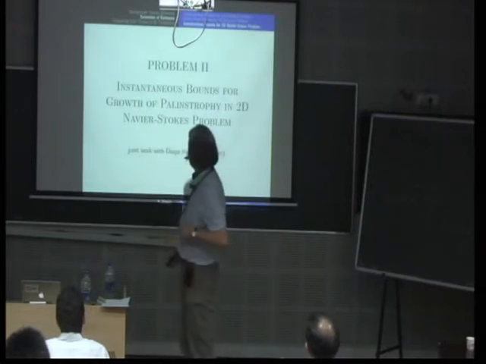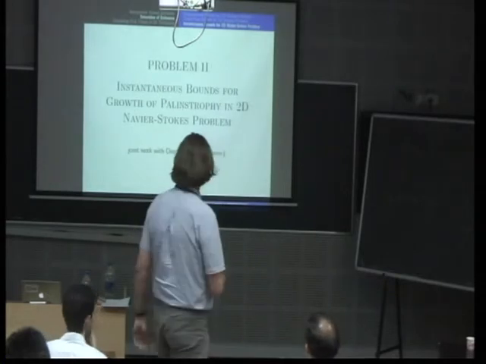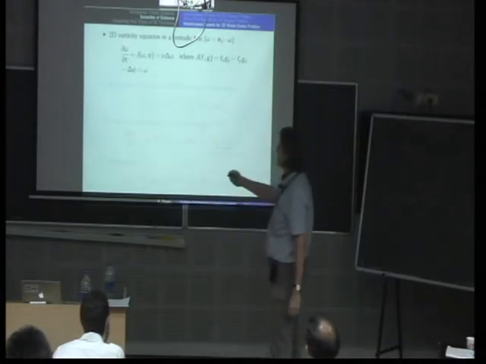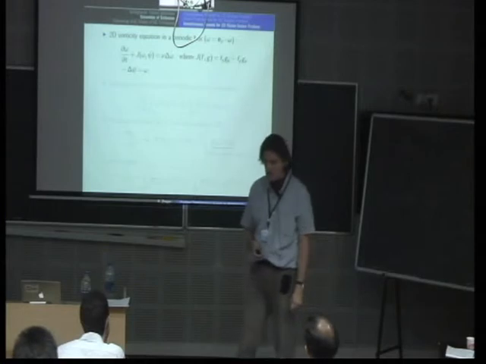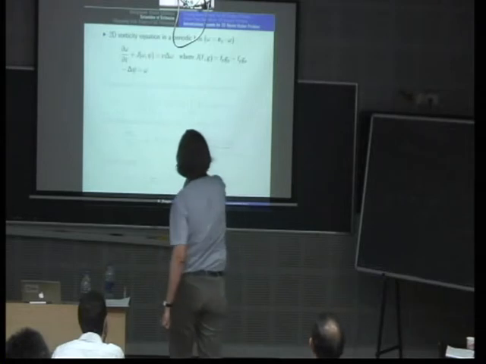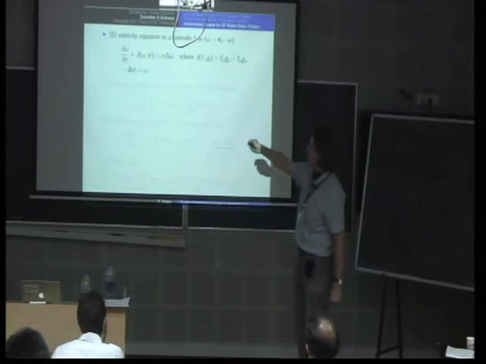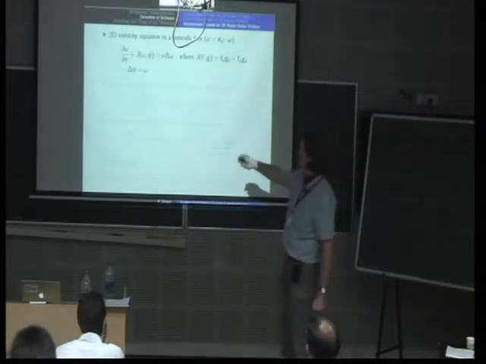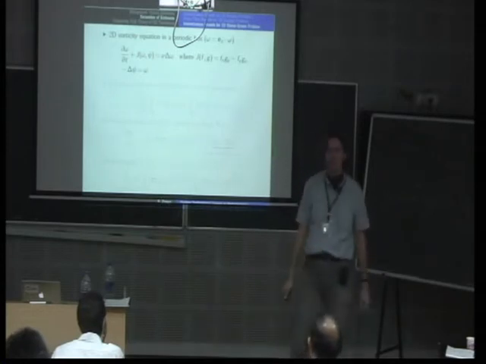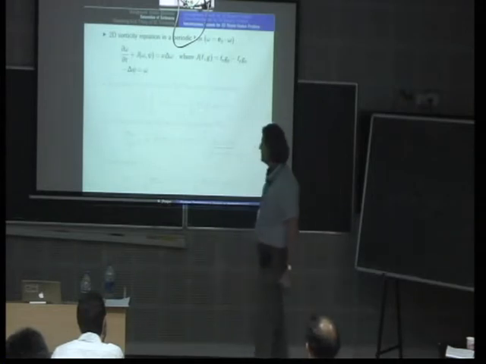Now, let me tell you something about similar problems for the 2D Navier-Stokes equation. In 2D, as is traditional, at least in certain circles, we will be working with the vorticity equation. Omega is vorticity, psi is the stream function. They are connected by this Poisson equation. A compact way to write the 2D vorticity equation is indicated here, where J is just this expression for the Jacobian determinant. So it's a compact way of writing the vorticity equation in 2D.